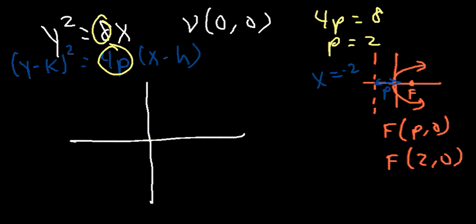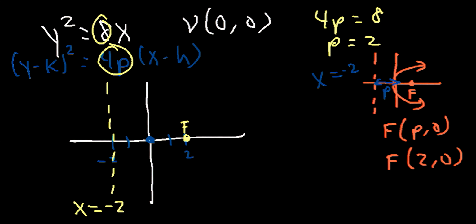So the first thing we should do is plot the vertex. Then go p units to the right, and then p units to the left. So there's your directrix, and here's the focus. But now, how can we plot this graph accurately? What you could do is plug in some points.